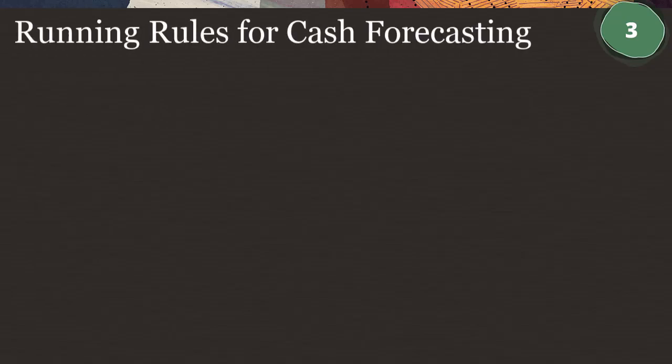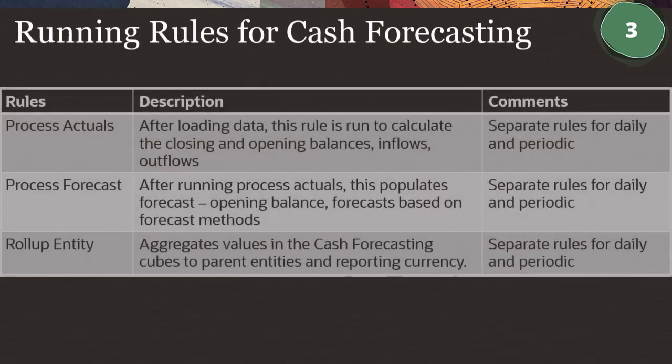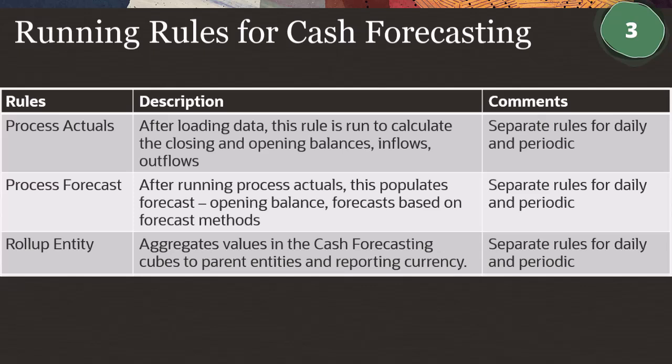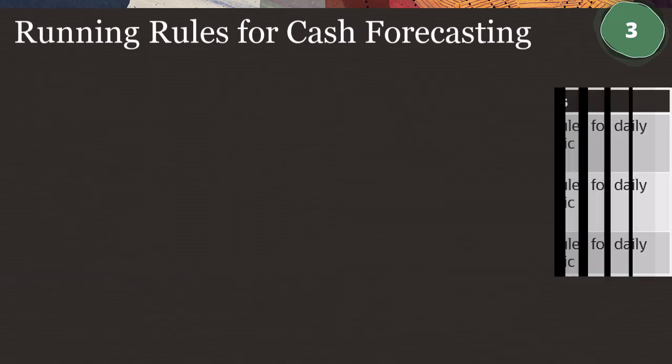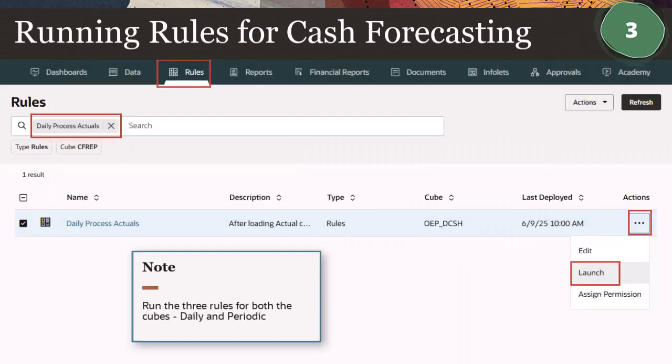Third step. Once the data is imported into the cash forecasting application, you run 3 rules for both the daily and periodic cubes. Process Actual Rule, Process Forecast Rule, Rollup Entity Rule. You can run the rules by searching and launching them from the Rules page.